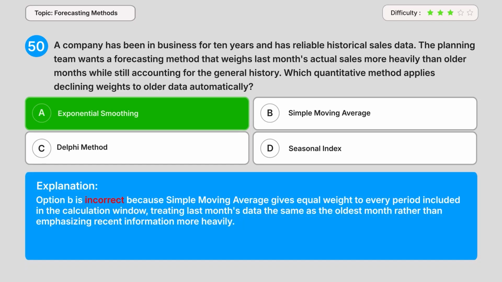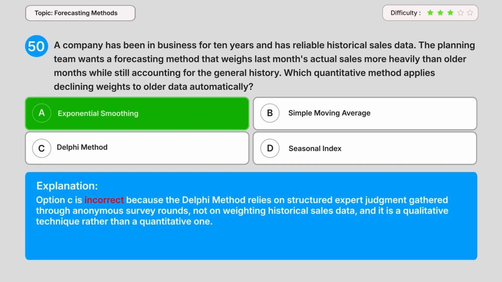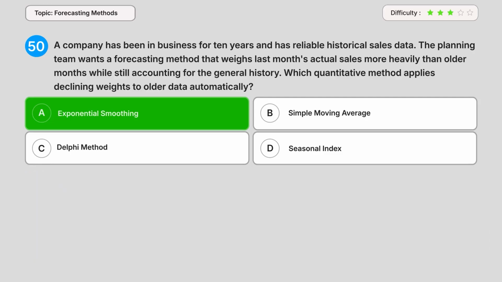Option B is incorrect because simple moving average gives equal weight to every period included in the calculation window, treating last month's data the same as the oldest month, rather than emphasizing recent information more heavily. Option C is incorrect because the Delphi method relies on structured expert judgment gathered through anonymous survey rounds, not on weighting historical sales data, and it is a qualitative technique rather than a quantitative one.